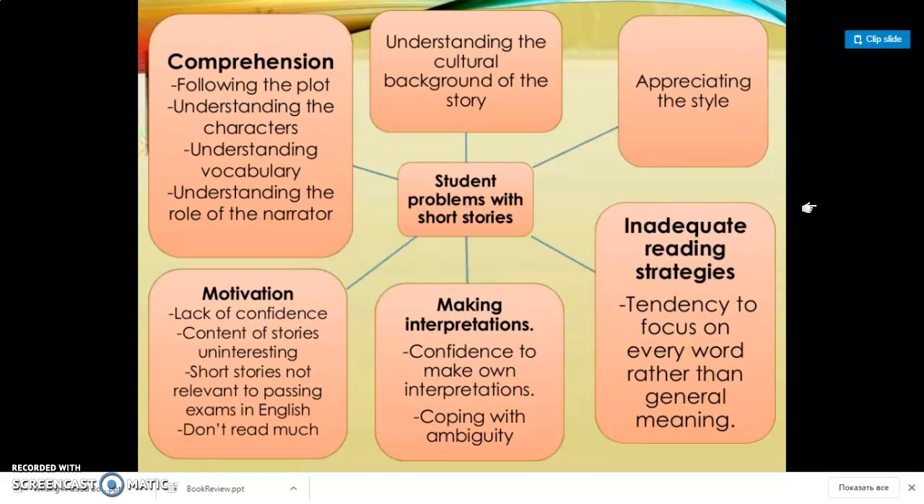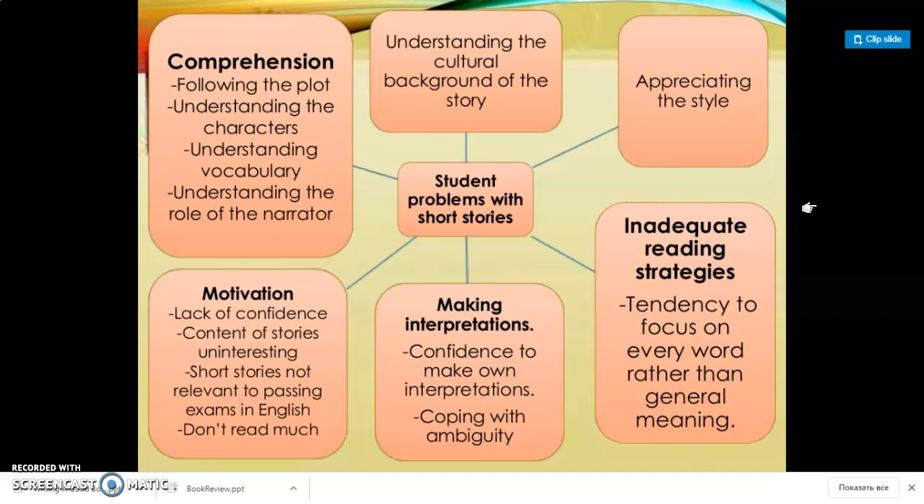The first one is comprehension. Following the plot, understanding the characters, understanding vocabulary as it contains literature vocabulary, understanding the role of the narrator. Next, understanding the cultural background of the story and appreciating the style. Inadequate reading strategies, a tendency to focus on every word rather than general meaning.